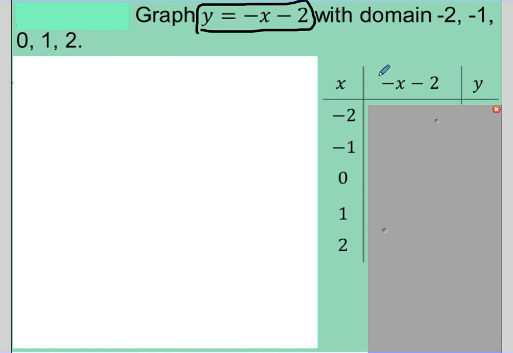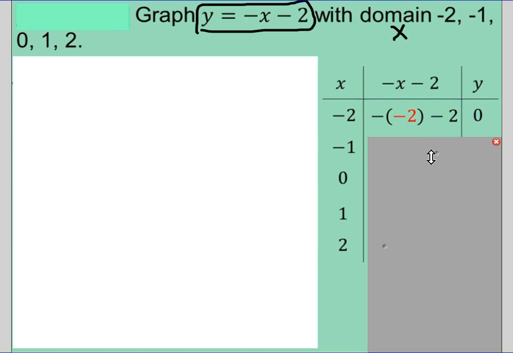Okay, and if you remember, domain means x, whereas range means y, okay. A little bit of a review for you. So we're going to use the x values listed, -2, -1, 0, 1, and 2. And how we're going to do this is we're just going to take this x value and plug it into our equation. So if we were to take -2 and plug it into my equation right here, it would be -(-2) minus 2, which would become 2 minus 2. So our range would be 0.